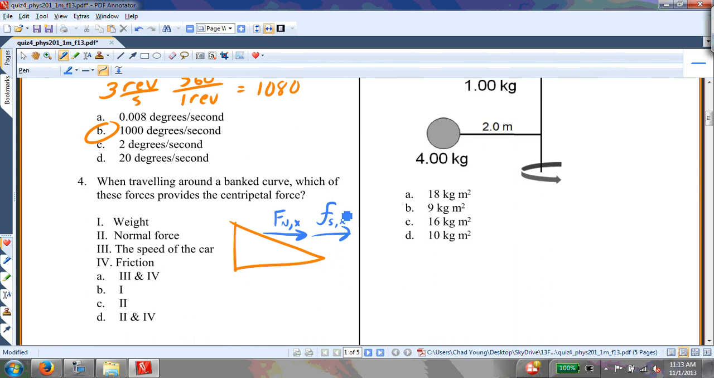This is sort of like the horses when they ran around the circle. They were banked, and so the floor was pushing back on them. In a similar way, not only does the static friction hold your car on a banked curve, but also the normal force. So let's see, that's 2 and 4. That's D.